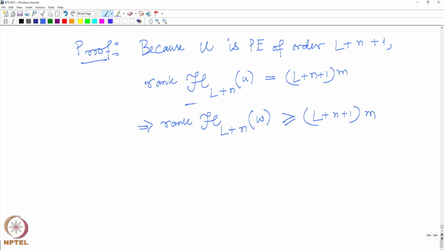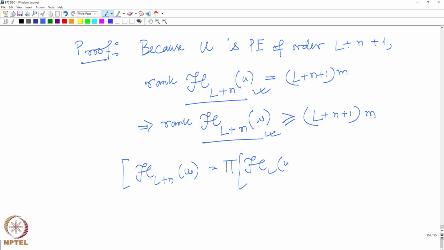Because notice that this is a part of this matrix. If to these rows you add the rows corresponding to the output y, you get this matrix. Let me write this down for you. H_{L+n}^w is in fact a row-permuted version of H_{L+n}^u and H_{L+n}^y. That's why you have this.